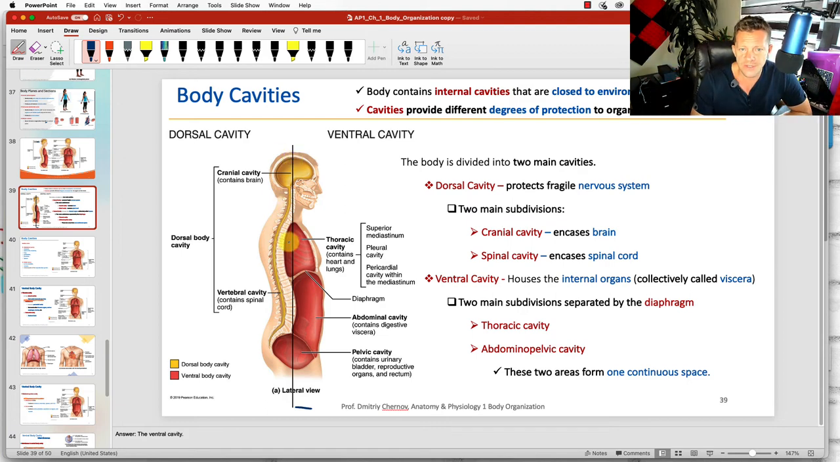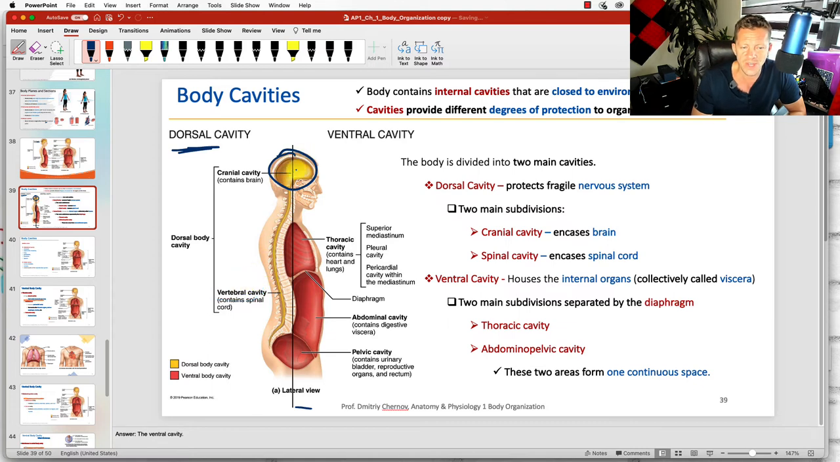But there are cavities. We have a lot of cavities in the human body that house organs. So everything in yellow pertains to the dorsal cavity. And the dorsal cavity has the cranial cavity and vertebral cavity. So the cranial cavity, that's where our brain is, the entire brain, regardless of this line. And the spinal cord, ventral cavity.